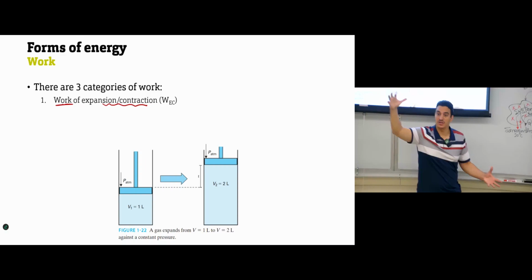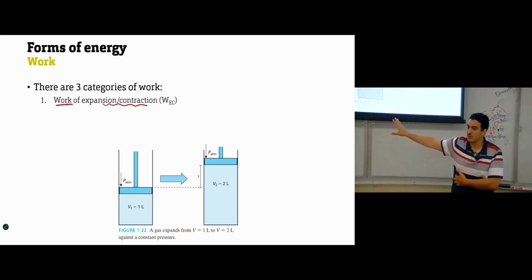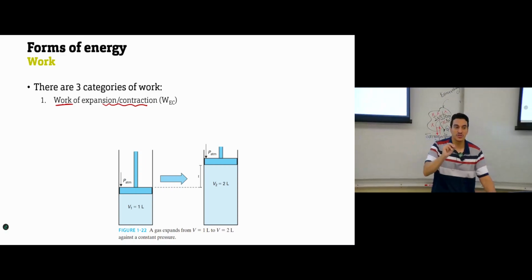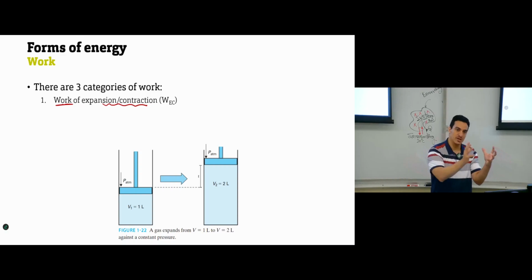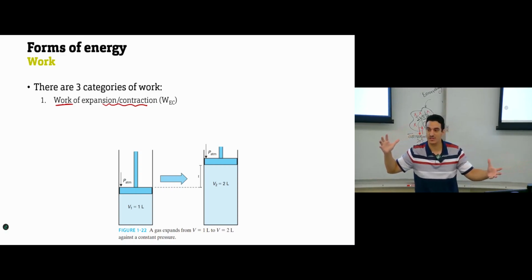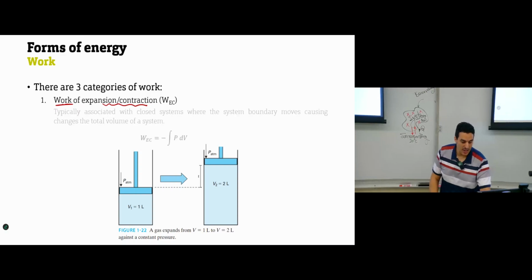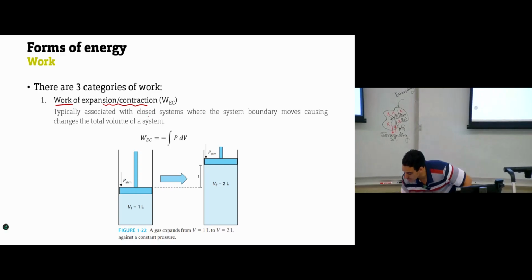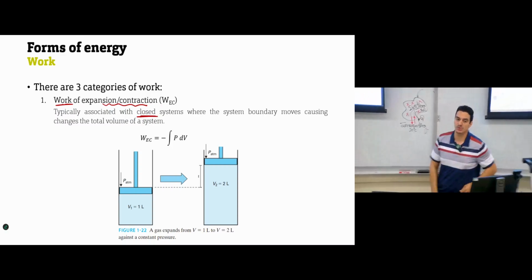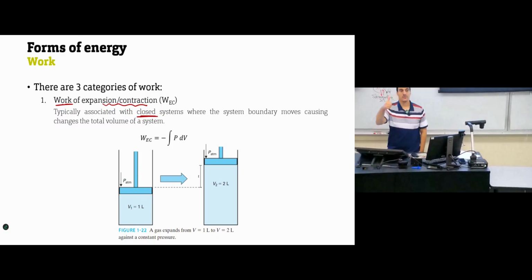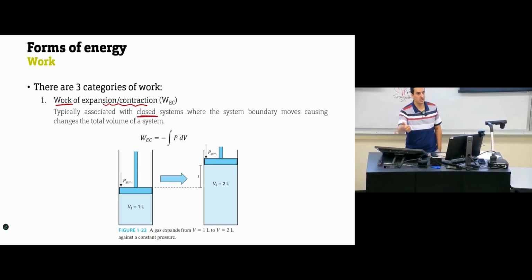So the volume increases. If you have any system like this one, any piston like this one, the type of work associated with it is named work of expansion or work of contraction, based on whether you are decreasing the volume of your system or increasing it. You have expansion happening. And this happens in closed systems. So usually you will see this example if you are dealing with closed systems.